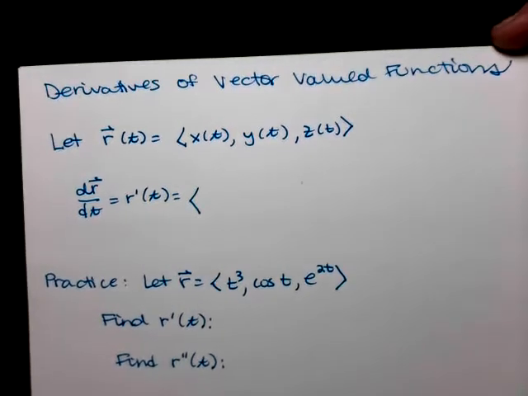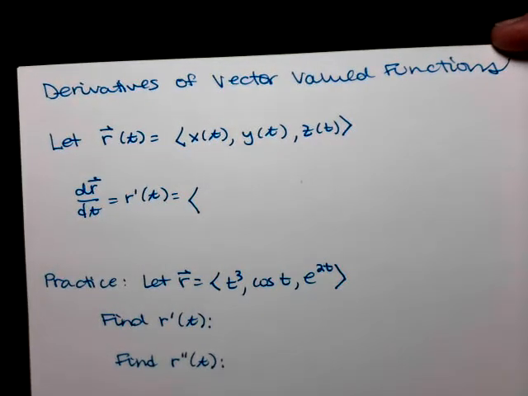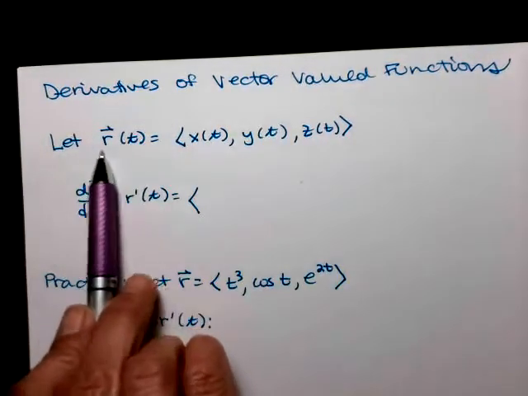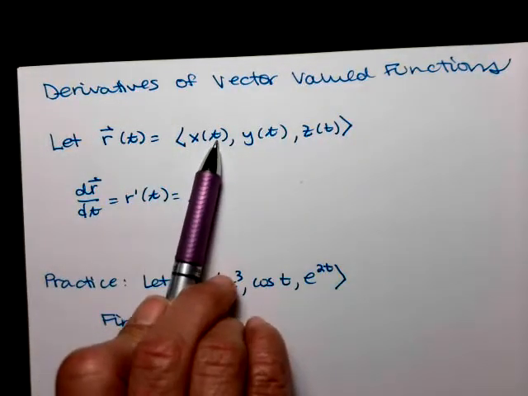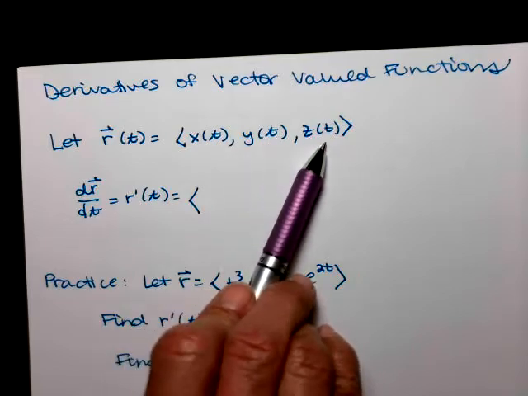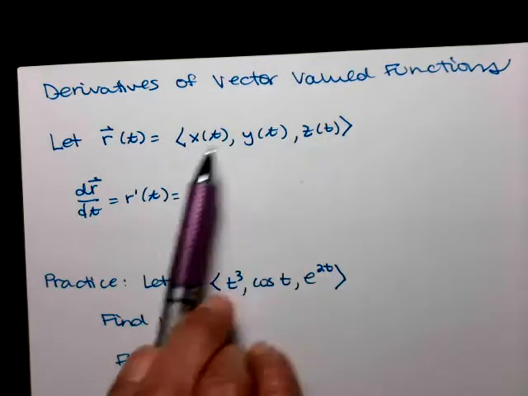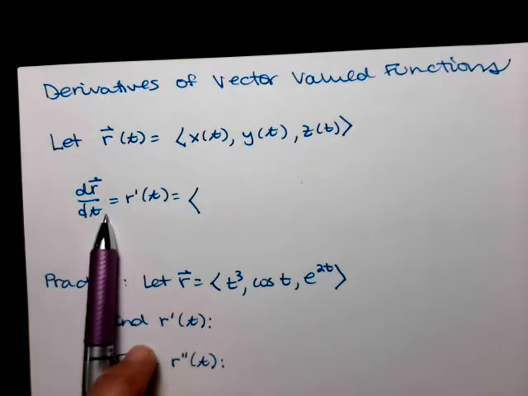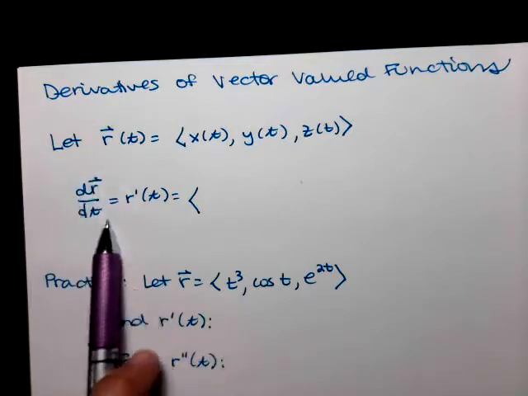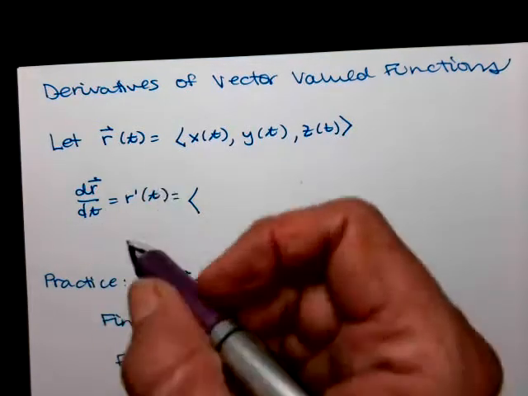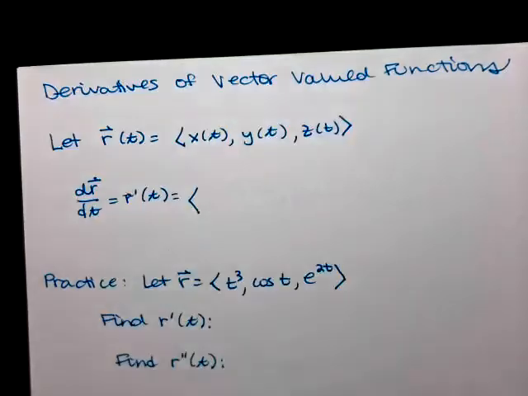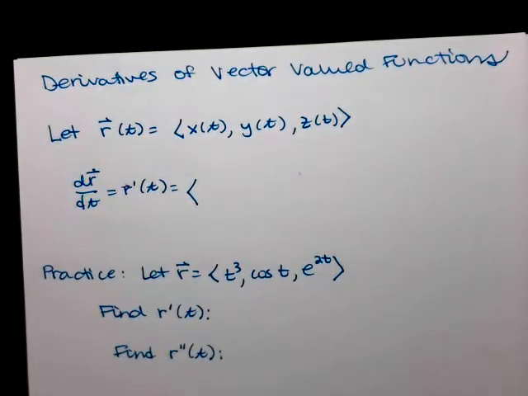Okay, so now we're going to talk about the derivatives for vector valued functions. So if r of t, our vector valued function, has its components x, y, and z, all functions of t, then the derivative of r with respect to t, which we can either write dr/dt or r prime, we'll make r a vector still, of t, guess what? We just do it component by component.